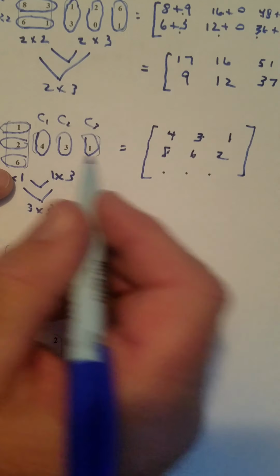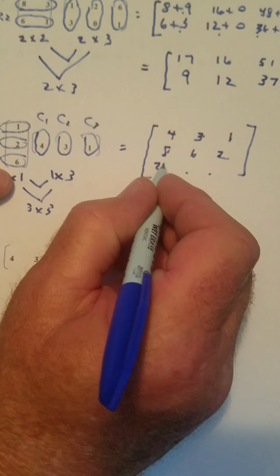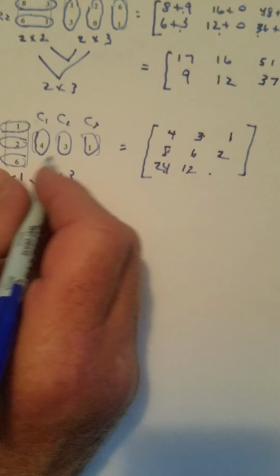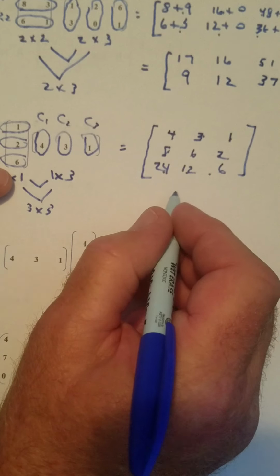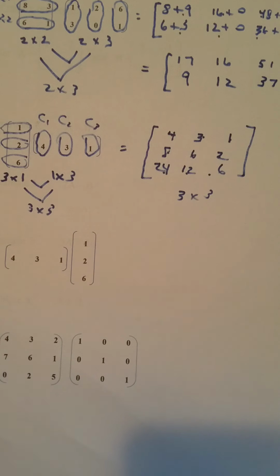And on the bottom row, all I'm going to do is take 6 times each of those numbers. So 6 times 4 is 24. 6 times 3 is 12. And 6 times 1 is 6. When you get done, you have a 3 by 3 matrix.